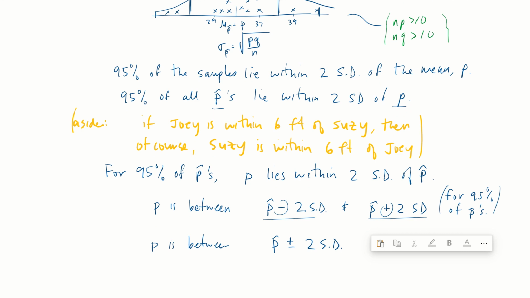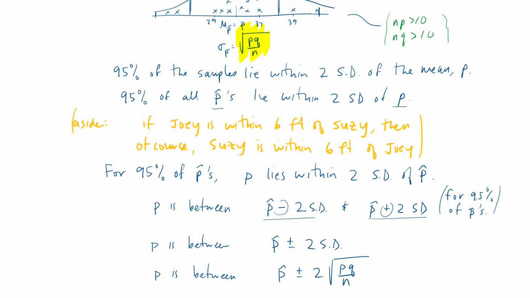Well, good news is we know what the standard deviation formula is. It's right up here, right? So that means p is between p hat plus or minus 2 times the square root of PQ over n. Problem, I don't know what p and q are, because p is my population proportion, which I don't know what it is. I just have my one sample. So we're going to use what we call the standard error, right? That is the standard error.